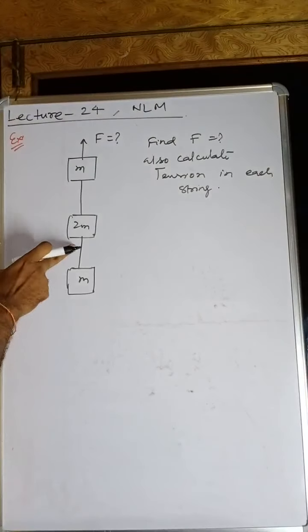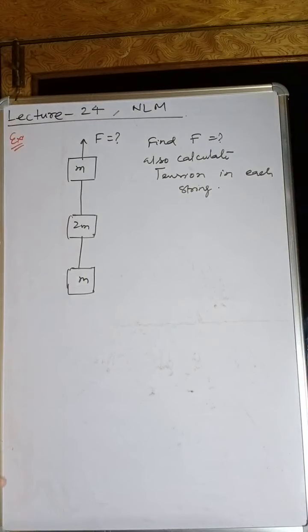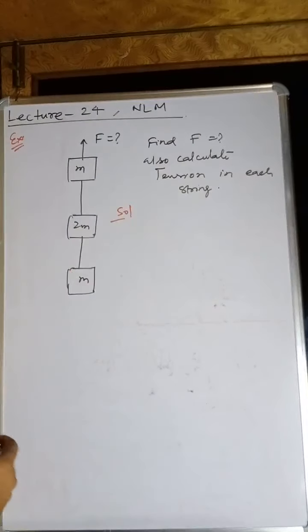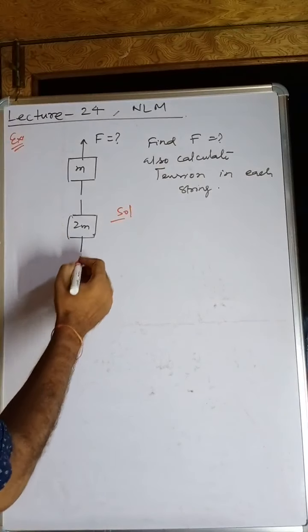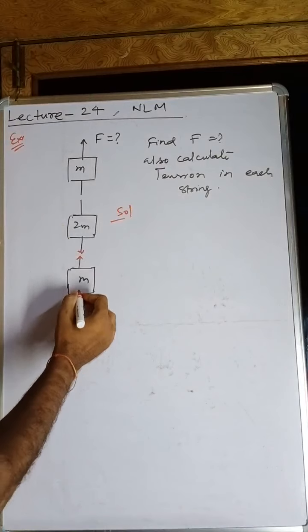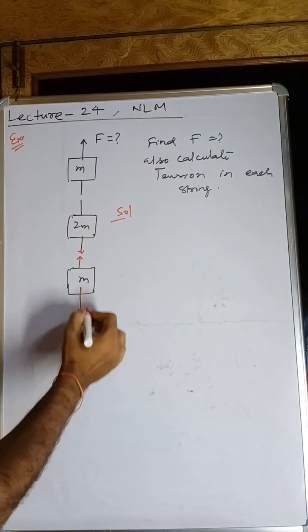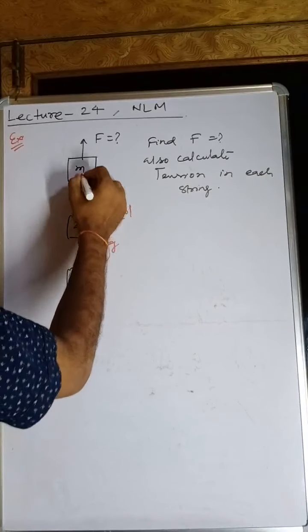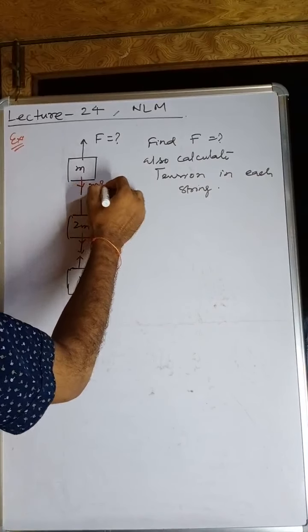Here you can see we have two strings. You have to find the tension in each string. Okay, so let me solve this question. How to solve? My dear students, first we will draw the free body diagram. Here the weight is mg. Here the weight will be 2mg. Here the weight will be mg.